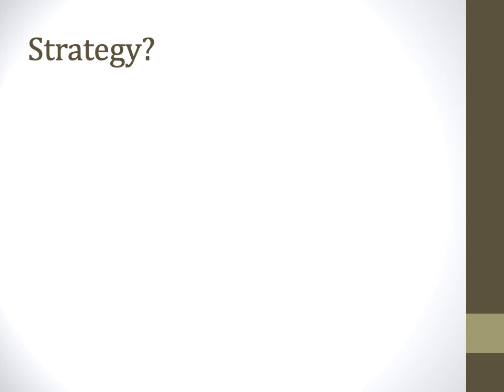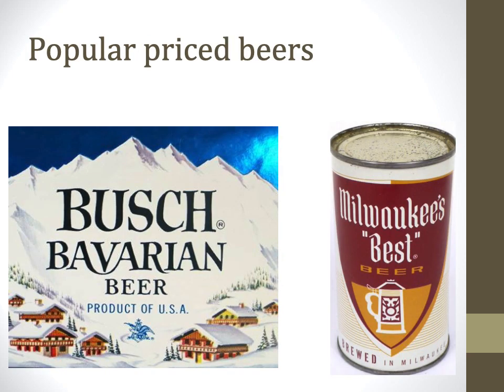Well, in this particular case, they decided to do both. One thing the national brewers did at this moment was to introduce popularly priced beers or budget priced beers or sub-premium beers. So these were ones that would compete on price with the regional and local beers. So Milwaukee Best, Busch, made by the big brewers, but sold locally at low prices.